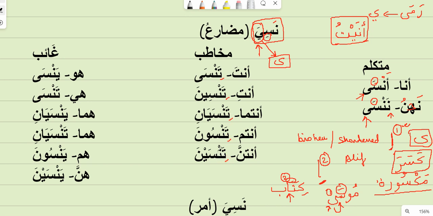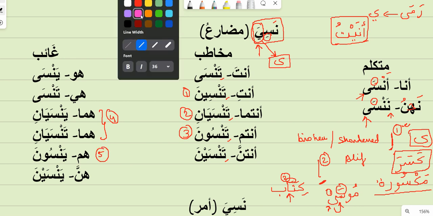And now in fail mudare, there are two important things I would like to point out. We have 5 afalul khamsa in present tense. What are they? 1, 2, 3, and where are the 4 and 5? These two duals are taken as 1, 4, and here 5. So we have 5 afalul khamsa.